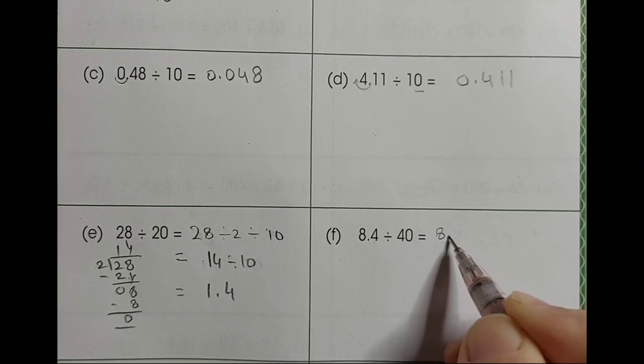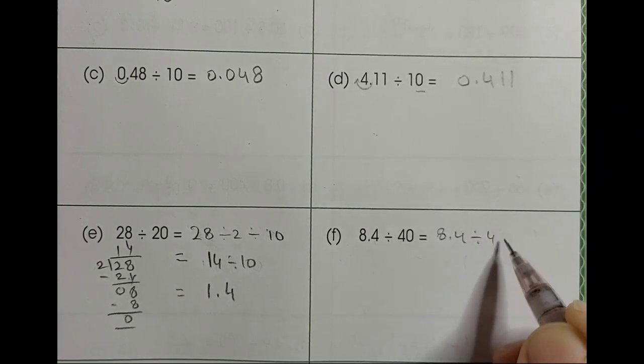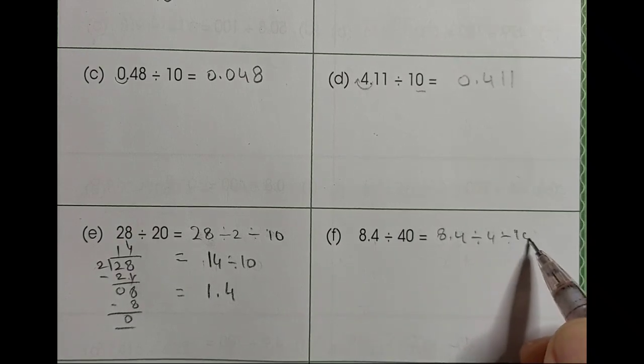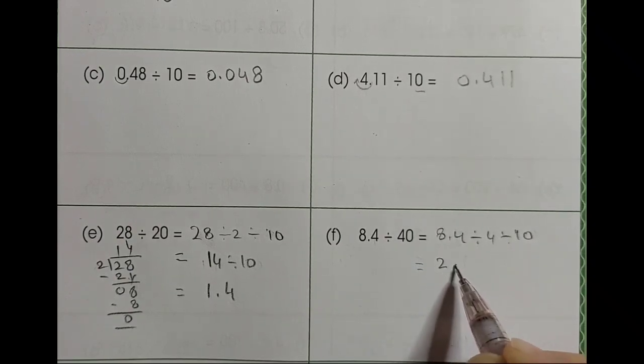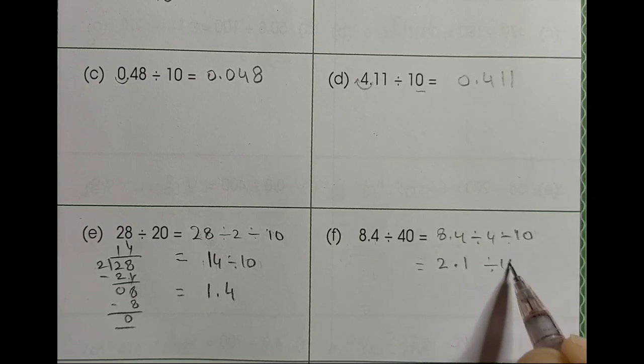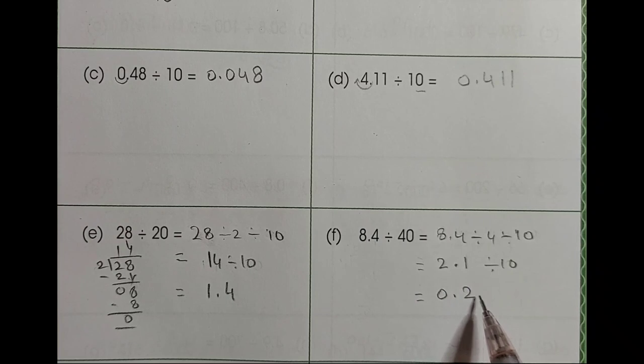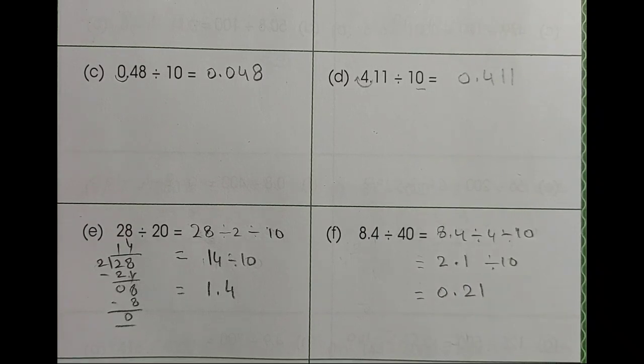Okay, part F is 8.4 divided by 40. So it will become 8.4 divided by 4 and divided by 10. So when you divide 8.4 by 4, 4 2s are 8, 4 1s are 4, divided by 10, we will move the decimal one decimal place. It will become 0.21.